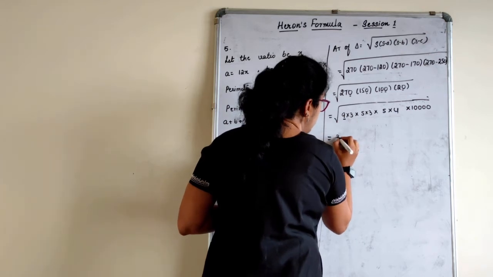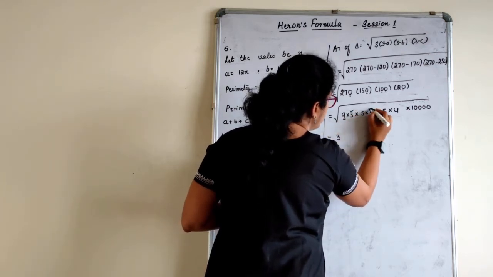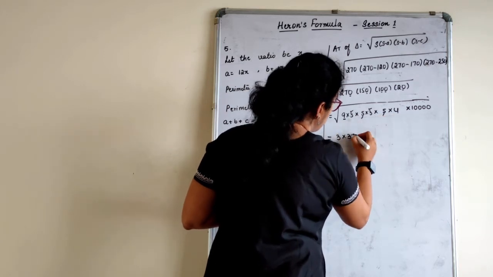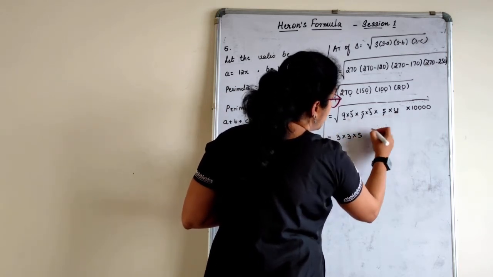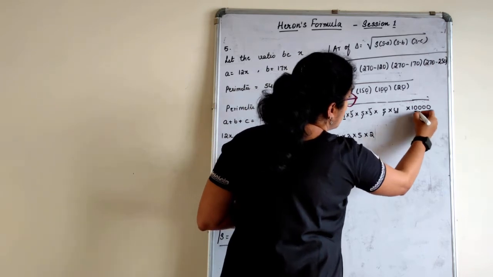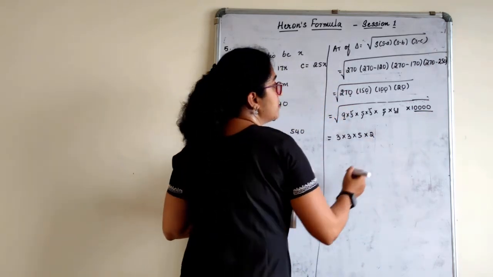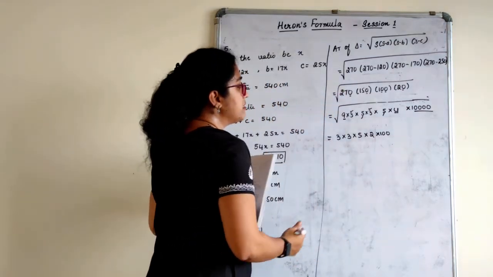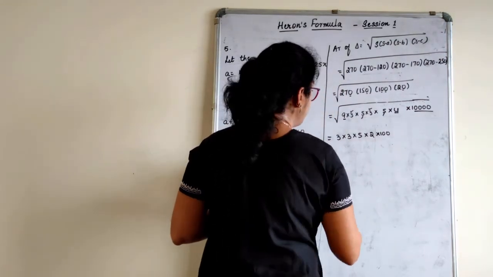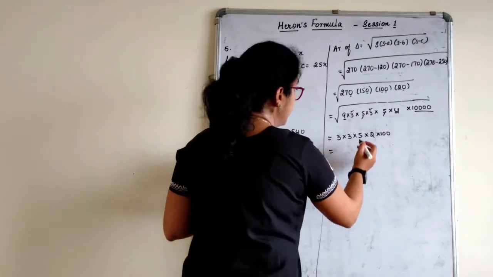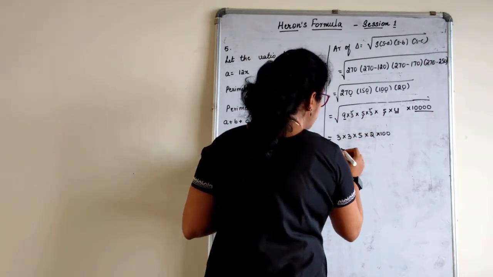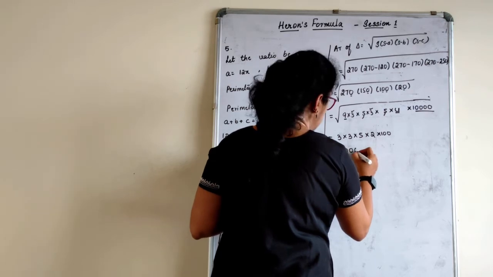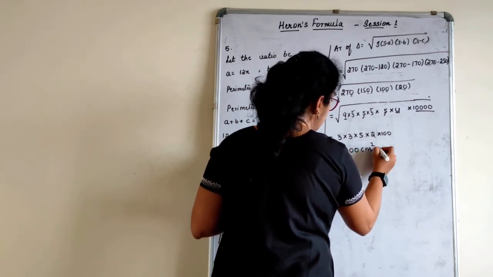Root 9 is nothing but 3. So you have 2 threes here, bring one more 3 out. You have 2 fives here, bring one more 5 out. You have 4, it is nothing but 2. You have 10,000, it is nothing but 100. Square root is formed. That means this is a perfect square. 3 threes are 9, 5 twos are 10. Into this, the answer is 9, 1, 2, 3 centimeter square.